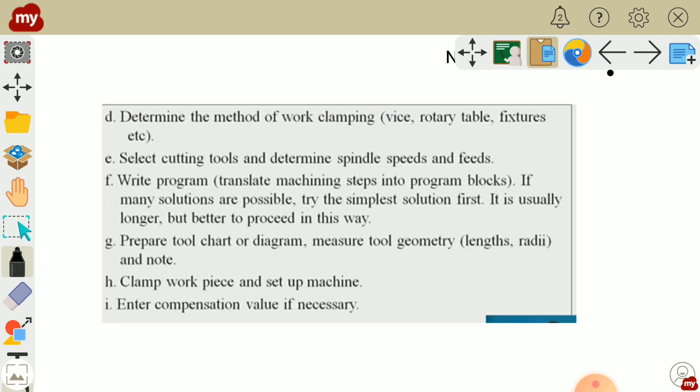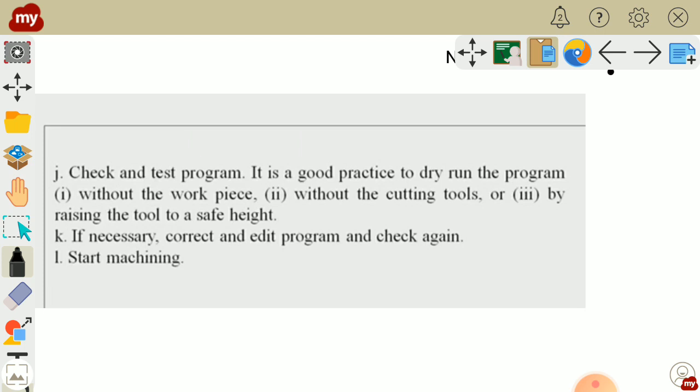Prepare tool chart or diagram, measure tool geometry. Geometry will include length, radius or some other dimensions, note it. Clamp workpiece and set up the machine. Enter compensation values if any are necessary. Check the test program. It is good practice to run the program without the workpiece, without the cutting tool, by raising the tool to a safe height. And if necessary, correct and edit the program and check again, and then start machining.